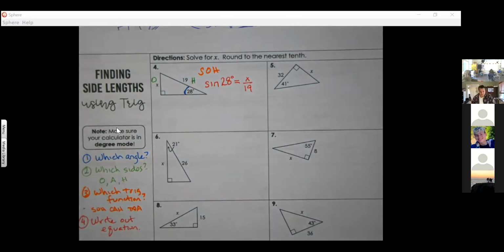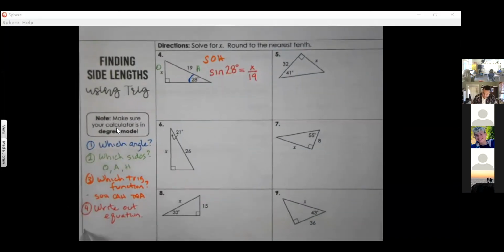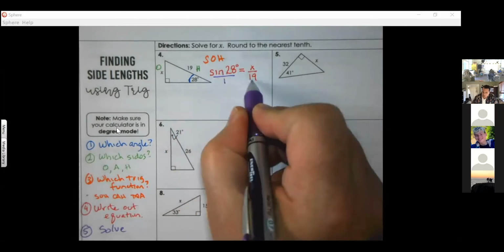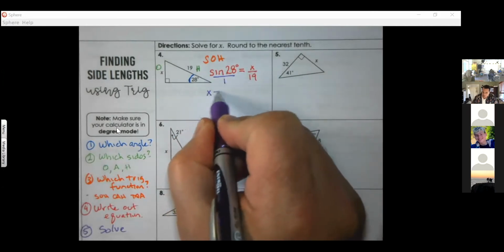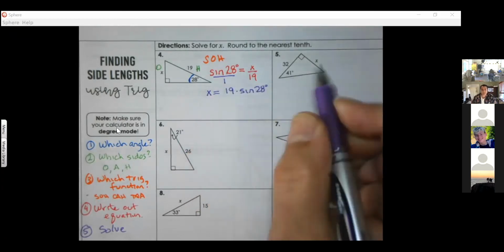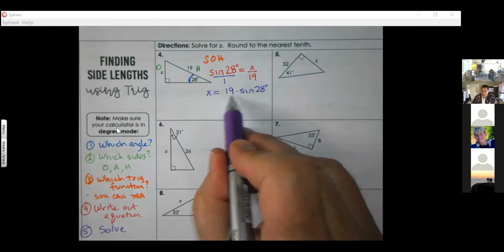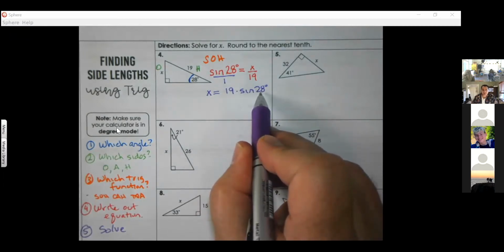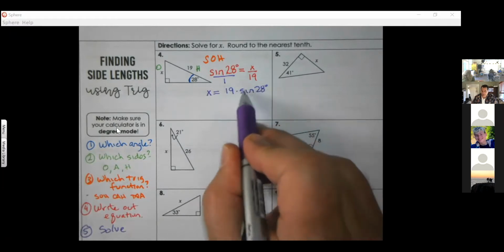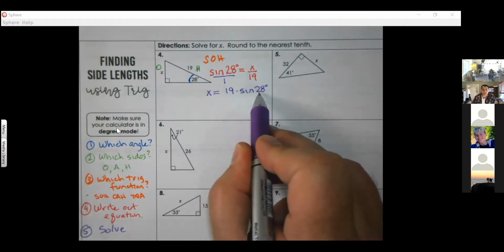And now I need to solve it. So step 5 is solve. The way I'm going to solve this is I'm going to put this over 1 and cross multiply, and I'll get x is equal to 19 times sine of 28 degrees. Notice that I'm not writing the 19 next to the 28 because I don't want to multiply the number of degrees by 19 and then take the sine of that. I want to multiply 19 times the whole element here, sine of 28.